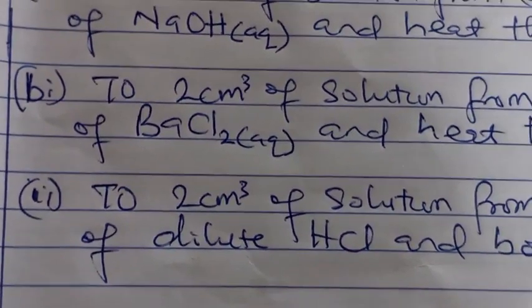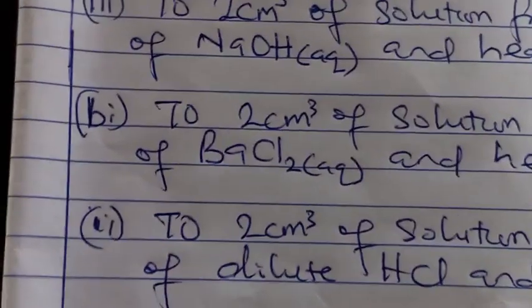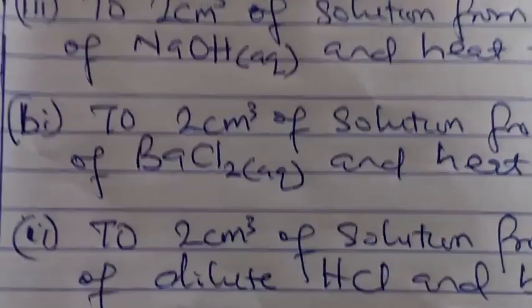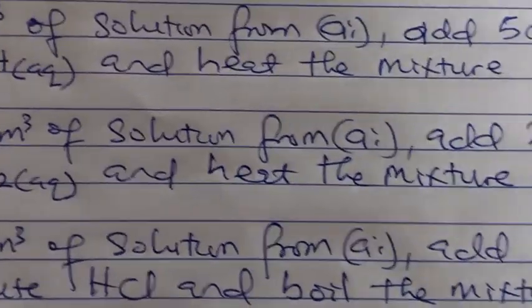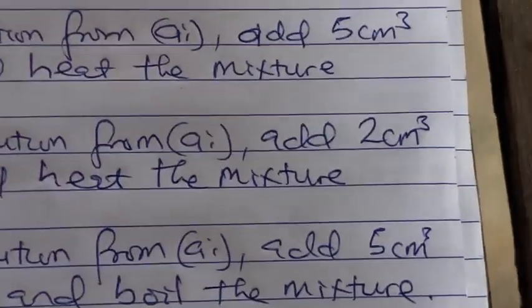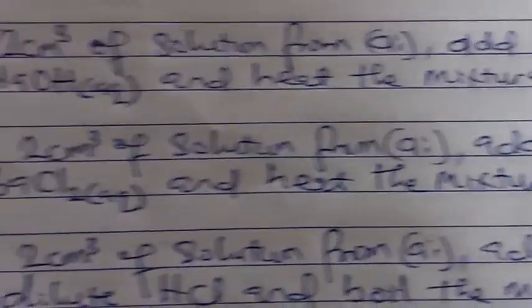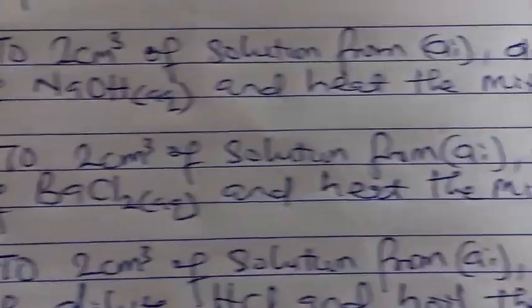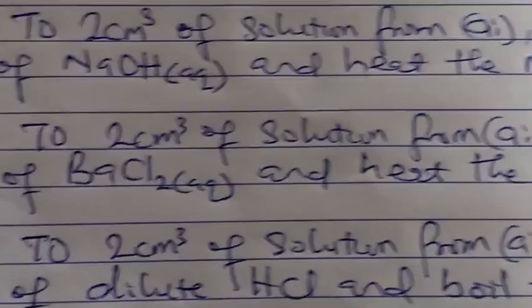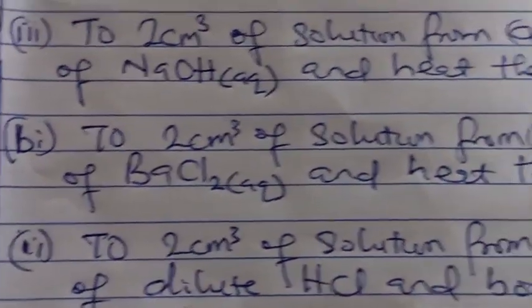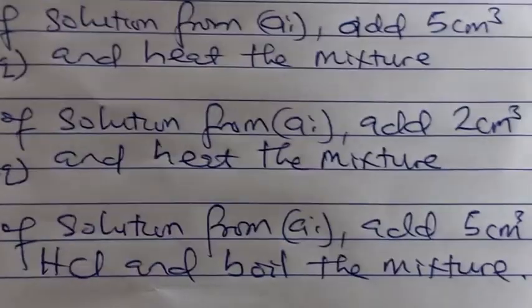Question BI says: to 2 cm³ of solution from AI, add 2 cm³ of barium chloride aqueous and heat the mixture. The solution from AI is F aqueous. Add 2 cm³ of barium chloride and heat the mixture. So let's go and report our work.